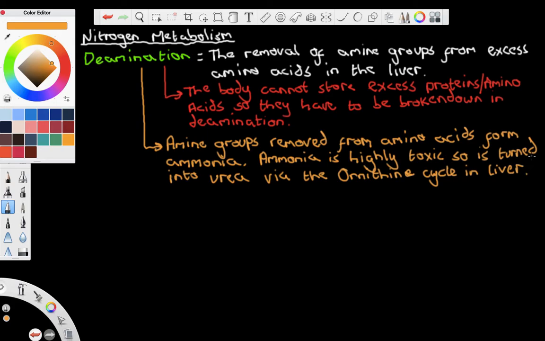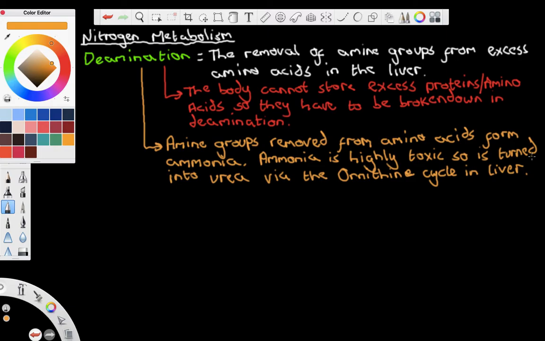Okay, so deamination is the removal of amine groups from excess amino acids in the liver. The body can't store excess proteins and amino acids, so they have to be broken down in a process known as deamination. Amine groups are removed from amino acids to form ammonia. Ammonia is highly toxic, so it is turned into urea in the ornithine cycle in the liver.